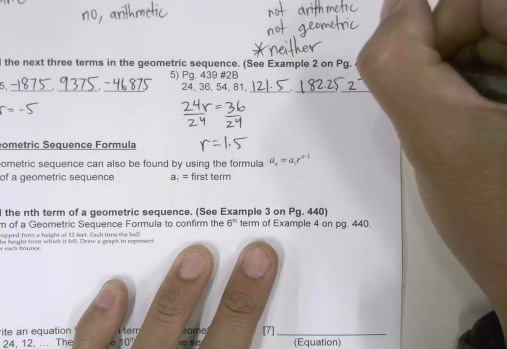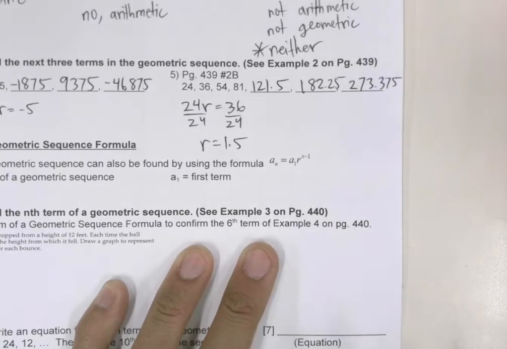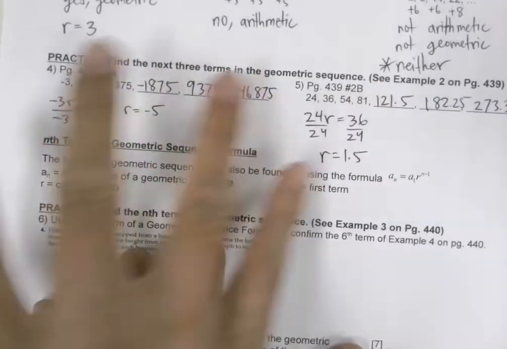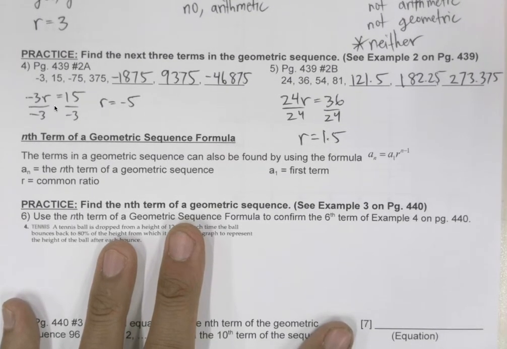And then we're going to multiply that by 1.5 to get the next number in the sequence. It's 273.375. So this is how we get terms in a geometric sequence. We identify r by creating an equation, and then we multiply the previous term by r to get the next term in the sequence.